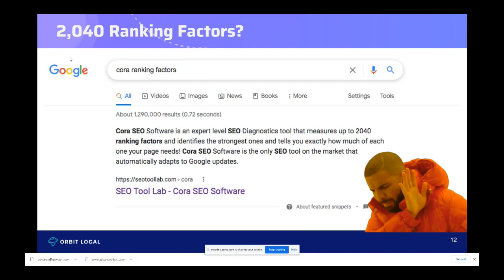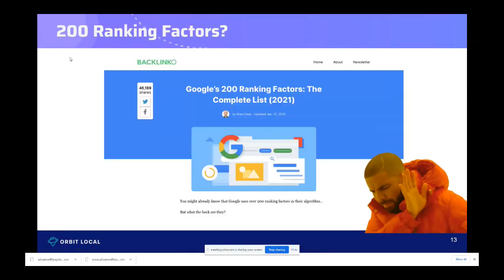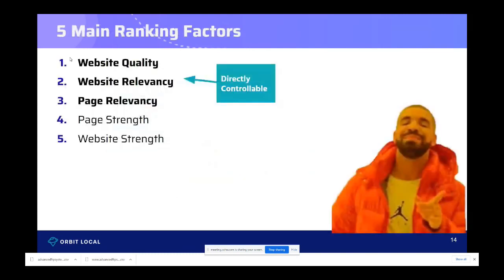And I actually really like this tool, and we use it at Orbit Local for pages that are really stuck in Google. But you can't start here, right? That's way too much. What about 200? There's a lot of things here you can do. But again, how do you even tackle these 200 factors when it comes to ranking your site in Google? So this is what I look at, right?